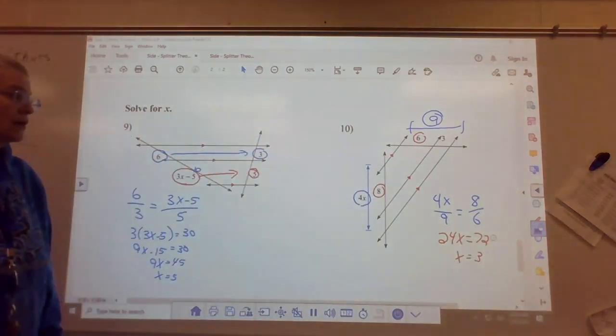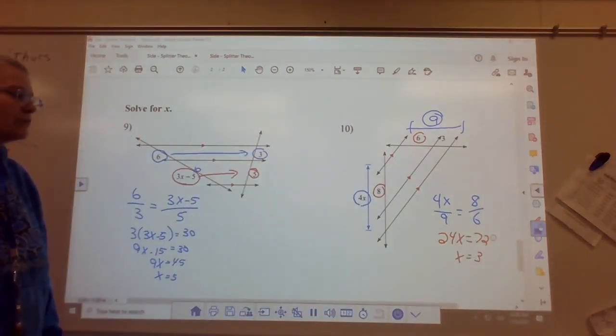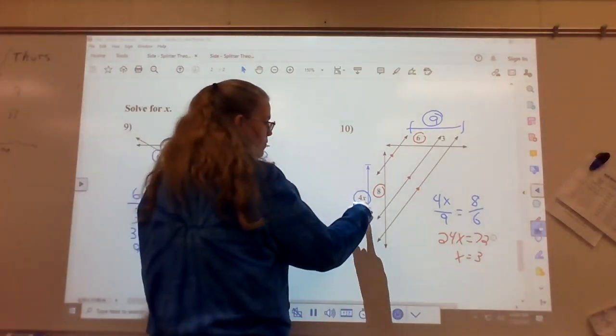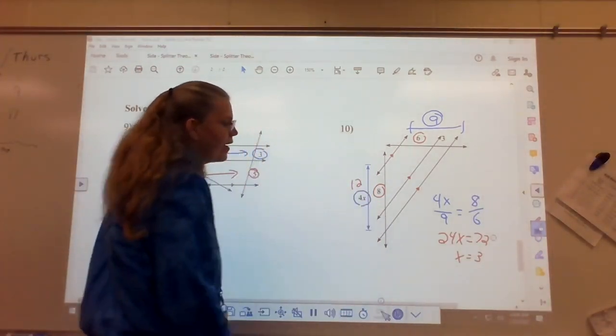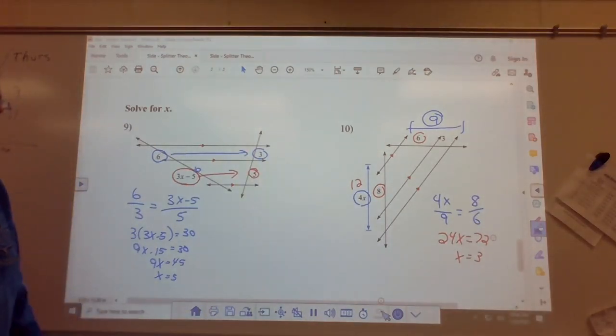So x is 3. Now again, I can go ahead and plug it in just to see if it makes sense. 4 times 3 is 12. You don't have to, but that kind of tells me it makes sense.